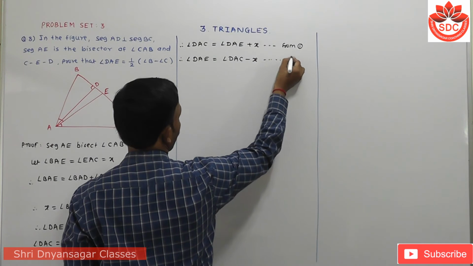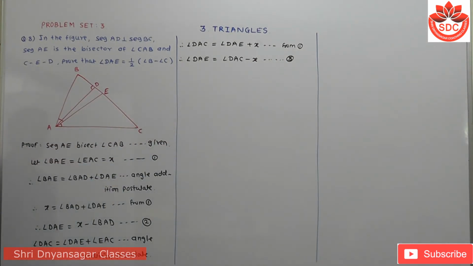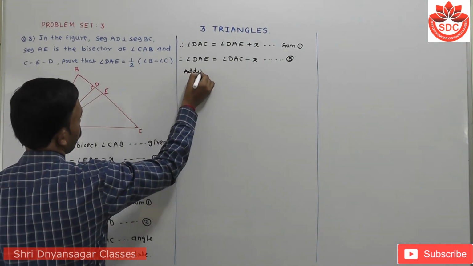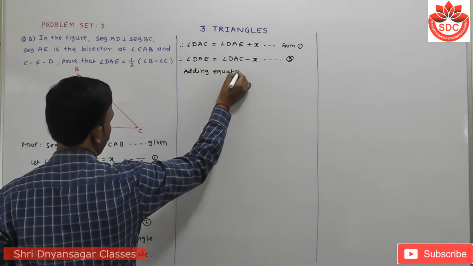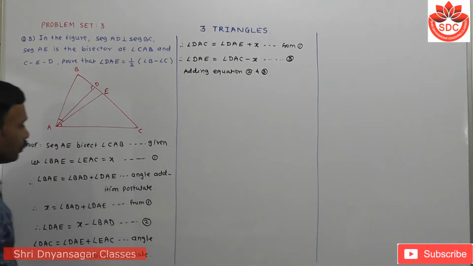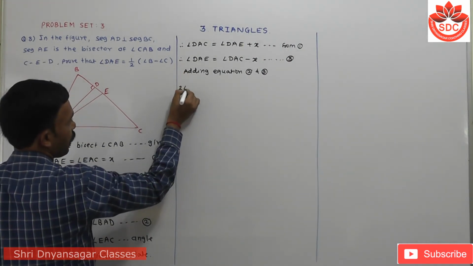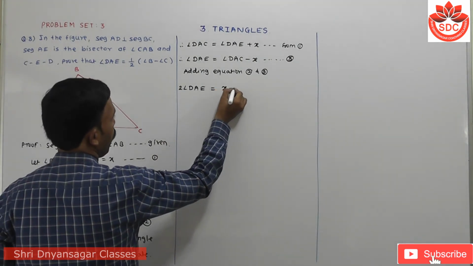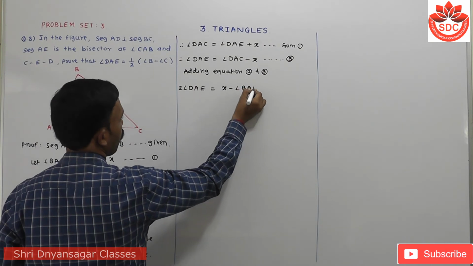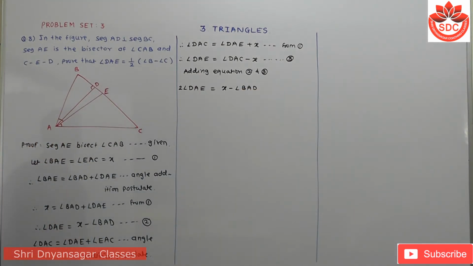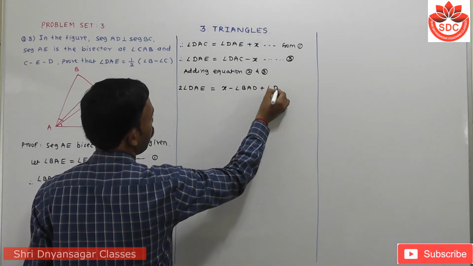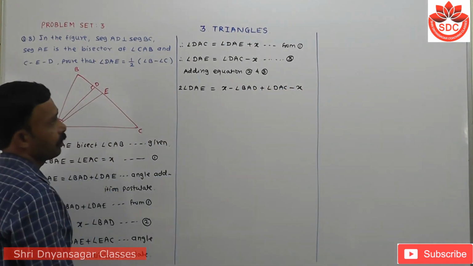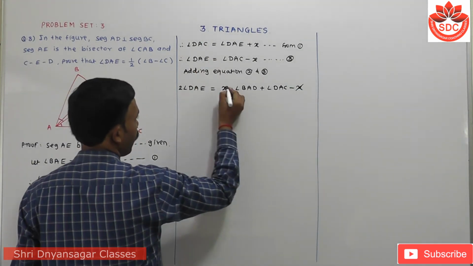Suppose that this is equation number third. Then adding equation second and third, we get that this addition is, here second is DAE plus BAE, means that twice angle DAE is equals to x minus angle BAD, angle BAD plus angle DAC minus x. This is third. Then look carefully, this plus and minus get cancelled.